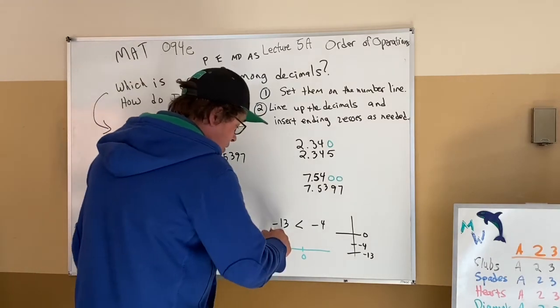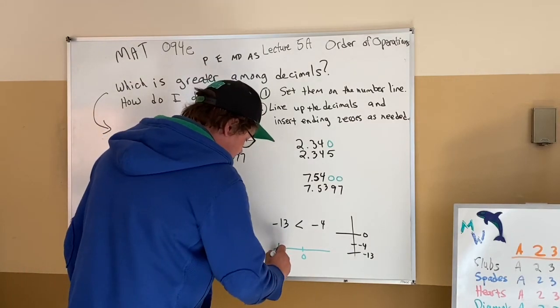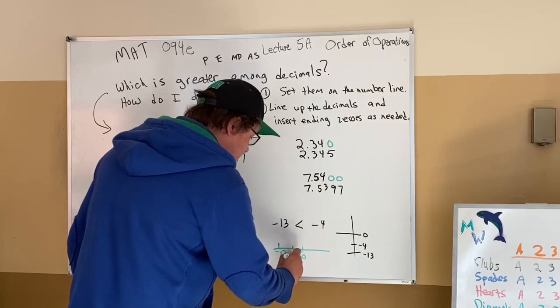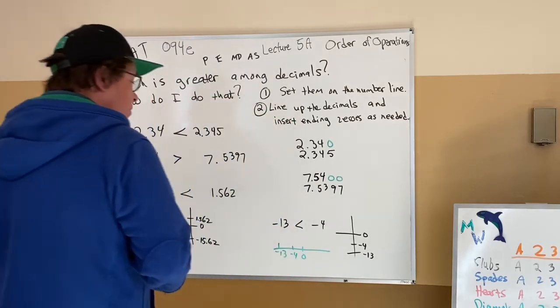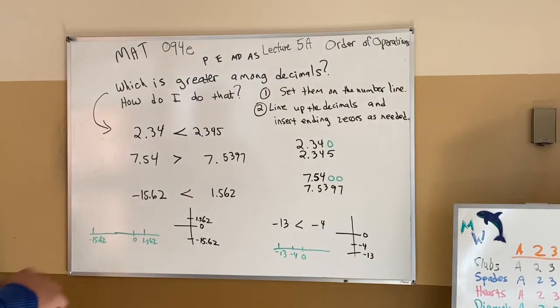So that when I were to say, oh, negative 13 is the first one I have, that's out here. Where's the negative 4? It's not as far out there. Negative 13 is worse as a bank balance, and that makes it less.